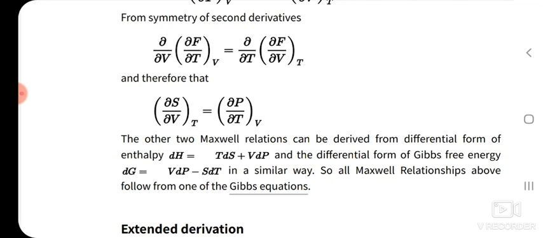Then dH is equal to TdS plus VdP, and the differential form of Gibbs free energy is dG equals VdP minus S dT. Similarly, we have to find the other two Maxwell equations, which we will derive in the next lecture.